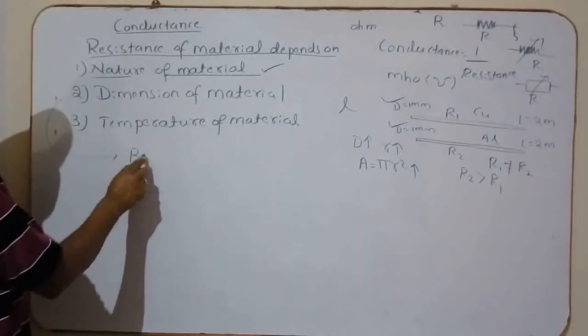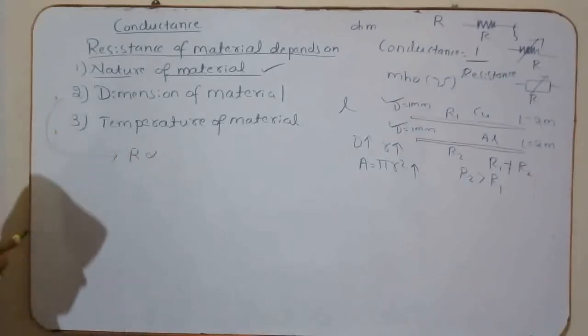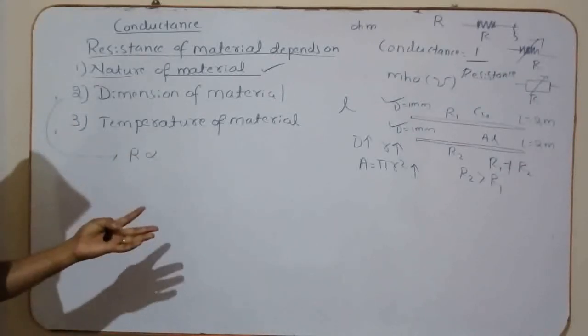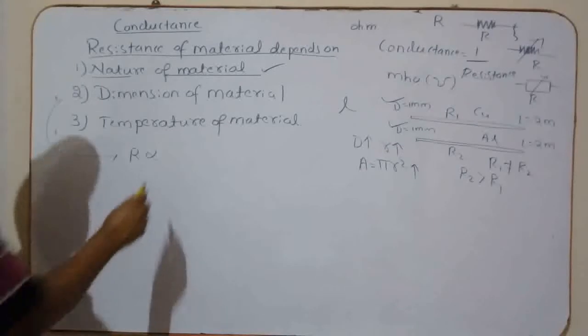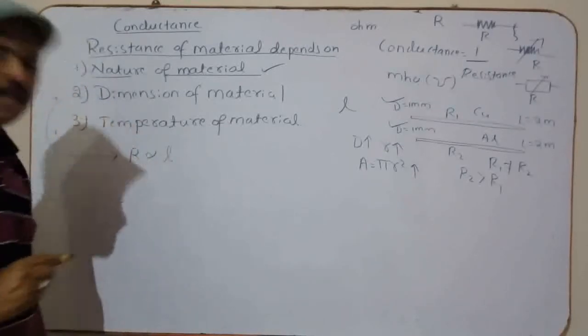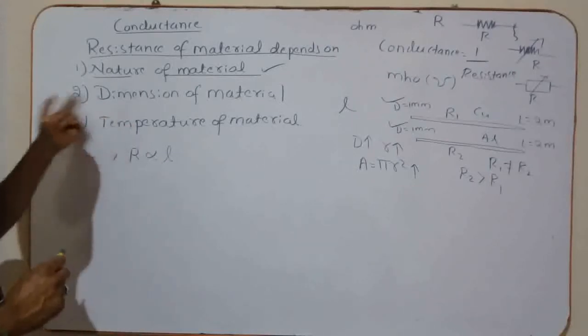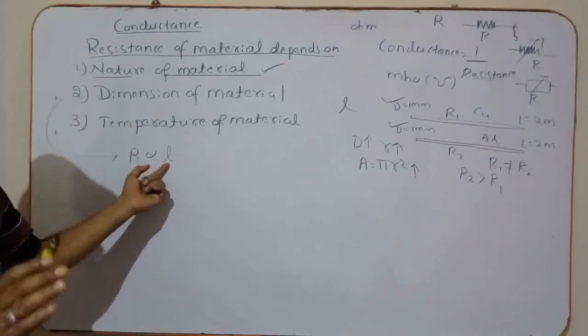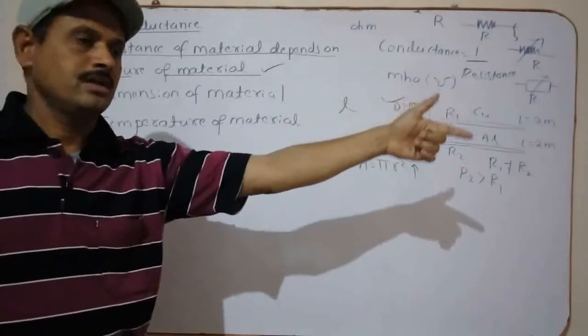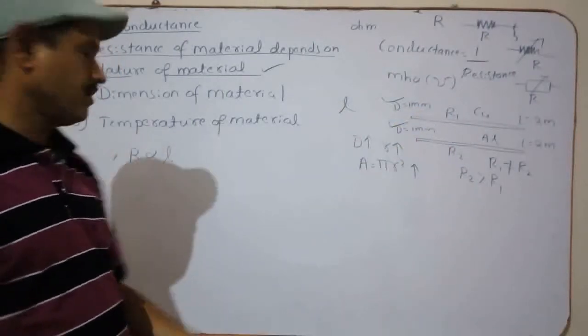Now, resistance depends upon what factors? Resistance of any conductor, any material, is directly proportional to its length. The resistance of the wire depends upon its length. More length, more resistance. Less length, less resistance.